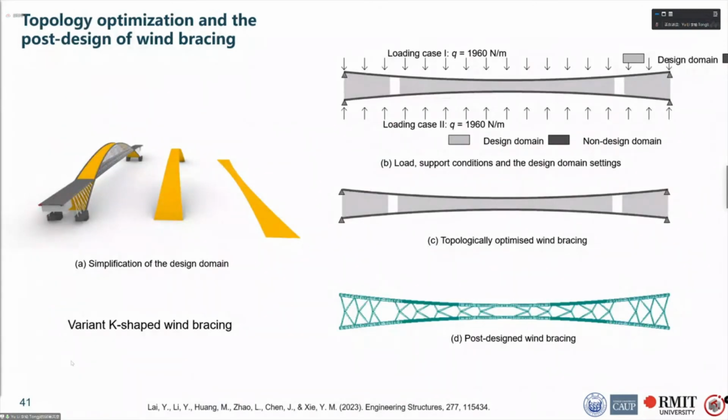Firstly, we have designed the window bracing by using topology optimization. Window bracing is the key structure connecting the two inclined main arches. We want the window bracing structurally efficient and lightweight at the same time. So we simplified the curved design surface into a flat 2D design domain and used 2D topology optimization to find the optimal topology with multi-load cases considered. The result shows like this. We call this new structural form variant K-shaped window bracing.